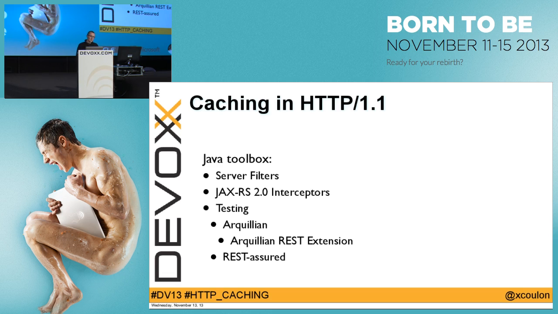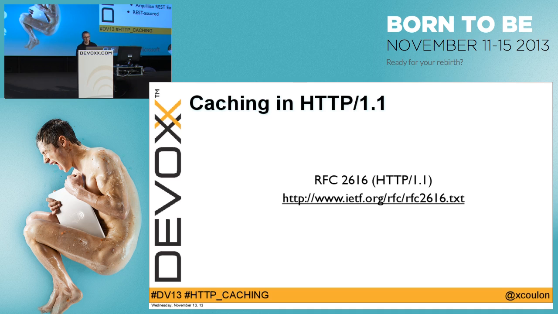And if you want to do some testing, Arquillian is good for this. There is a new REST extension for Arquillian, or there is the REST Assured library, which provides you with a fluent API if you want to submit requests and make assertions on responses. If you want to read more about HTTP and HTTP caching, there is RFC 2616, which is the HTTP 1.1 specification, and it has a chapter about everything to do with caching.